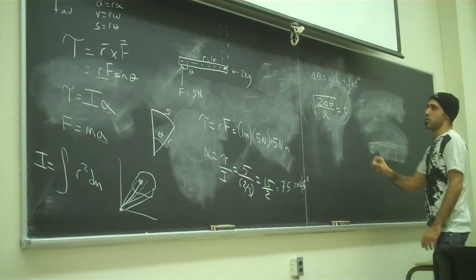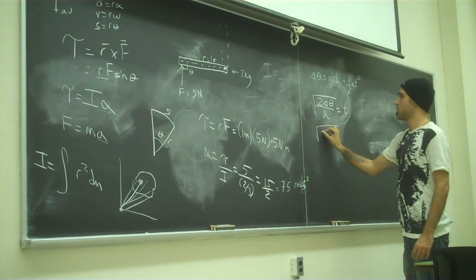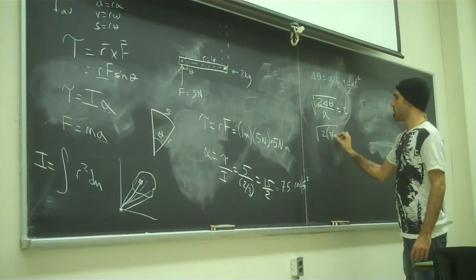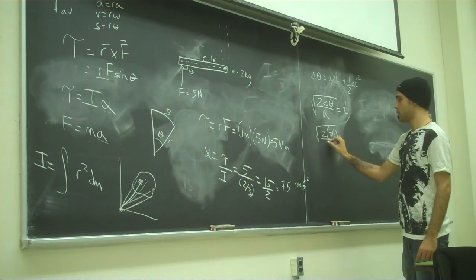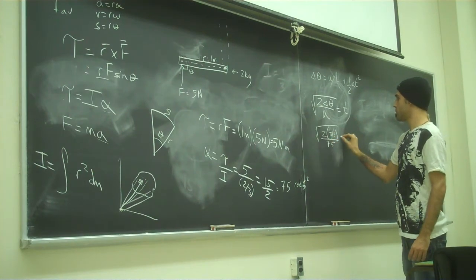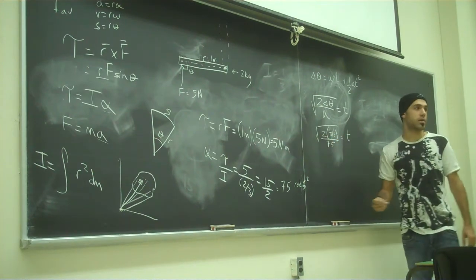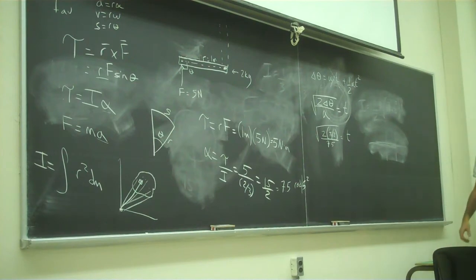So the square root of 2 times pi over 2 divided by 7.5 will give me the time that it would take to close the door, given a force of 5 newtons applied a meter away from the axis of rotation. So that's pretty much how torque problems work.